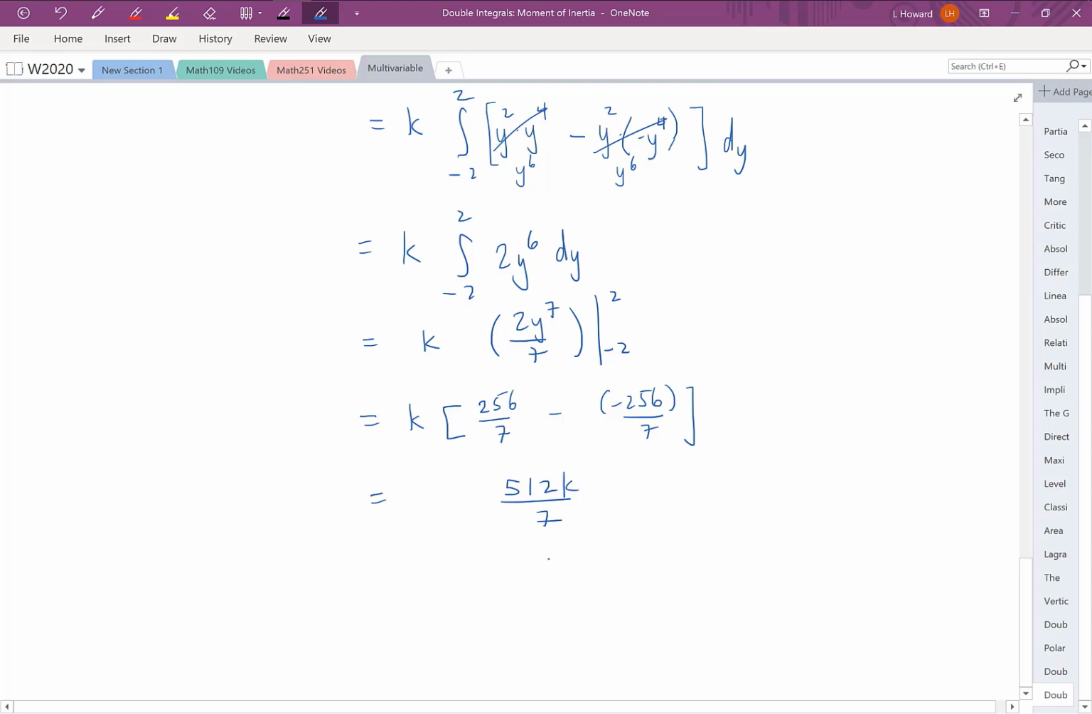So remember, the higher the number here, the stronger the tendency of our region to resist angular acceleration about the x-axis. So that's a little bit of practice with calculating moments of inertia using double integrals.